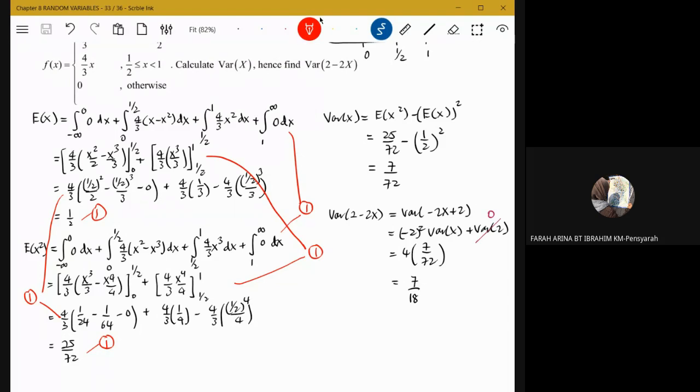So variance 1 markah di sini, jawapan 1 markah. Simplify for the variance will be 1 mark. And then final answer for variance 2 minus 2x will be 1 mark. Okay, that one is the 9A. Shall we proceed to the next one?